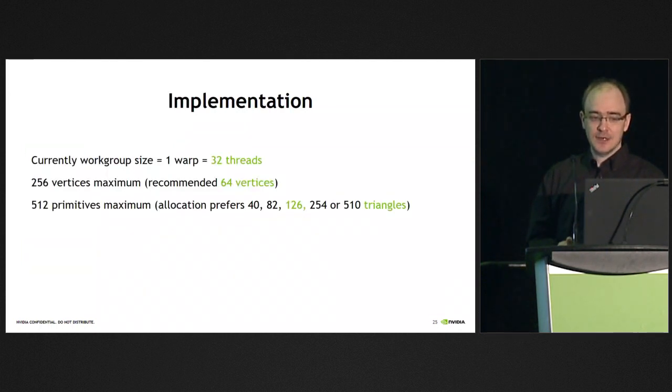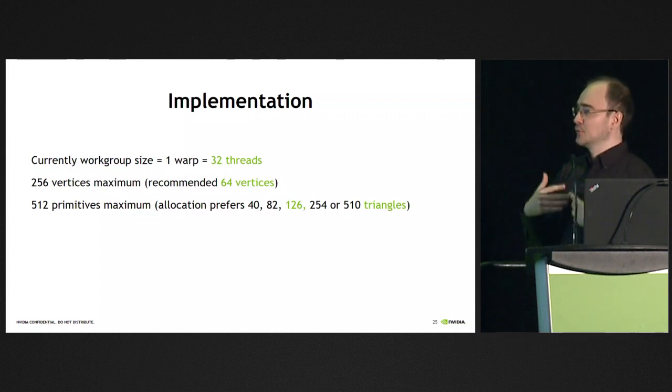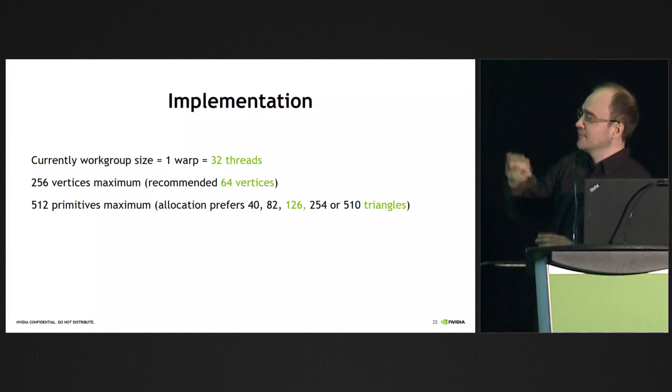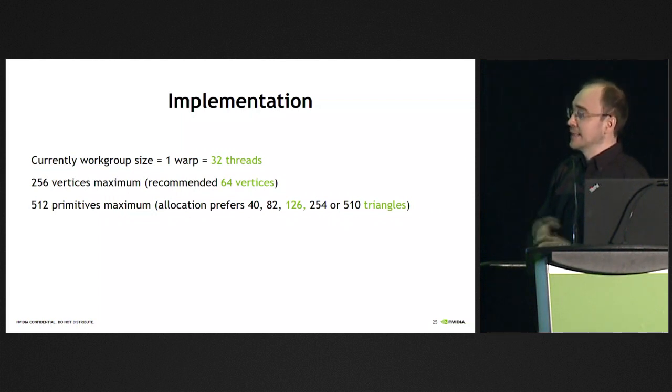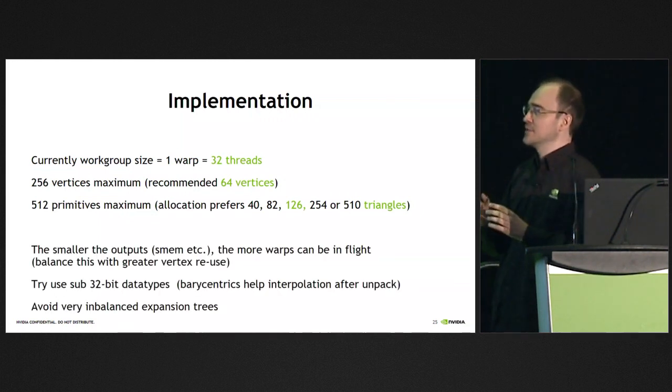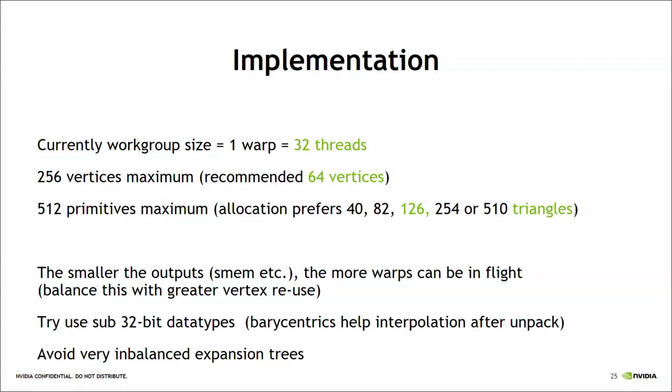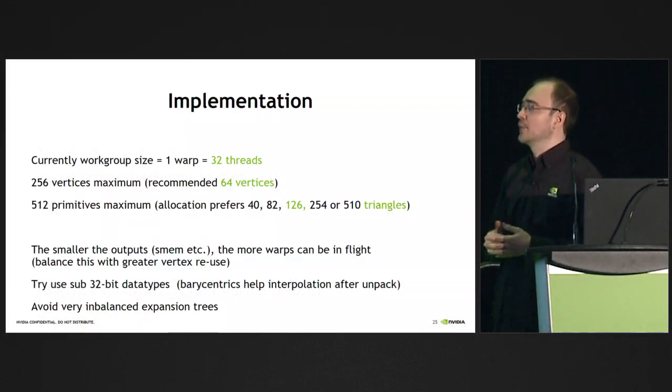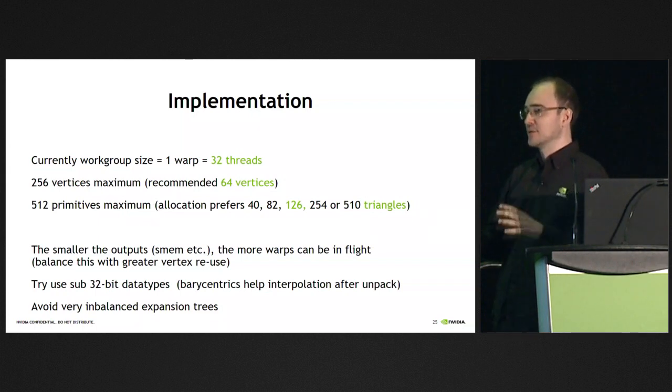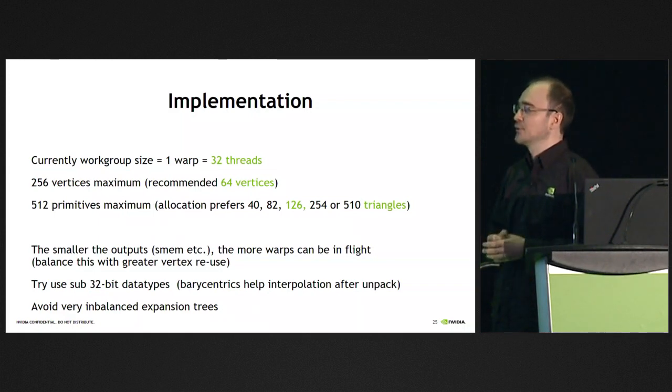Some implementation details. Currently the workgroup is 1 warp, so 32 threads. You can generate up to 256 vertices, up to 512 primitives. I highlight here some values which, for allocation granularity reasons, are what we are kind of recommending at the moment. But ideally you play a little bit and find out what works best for you. The reason is that if you had a really big mesh, that means you allocate a lot of resources on the chip, like if you have a lot of shared memory in compute. So we cannot run so many things in parallel. You kind of have to balance the amount of vertex reuse, which saves you work and bandwidth, with how much actual work you can run on the chip.